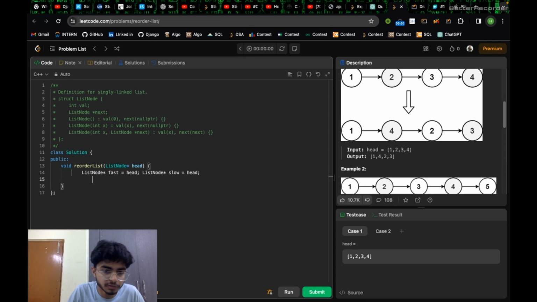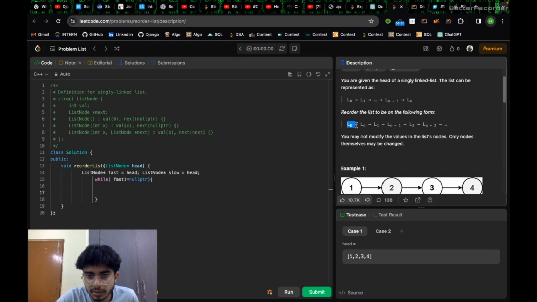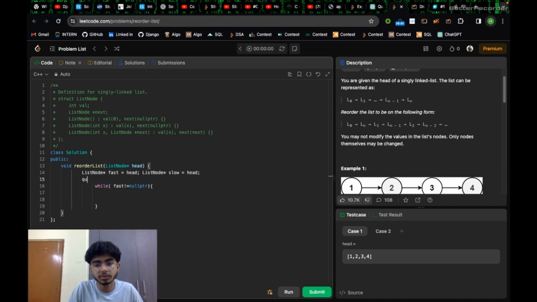Definitely the first one to reach the null pointer would be the fast one, because we would be incrementing it by 2, and the slow one by 1. So let's put the condition that fast should not be equal to the null pointer. As we can see the pattern, it involves incrementing from the first index. So we need to put the 0th index, then the first index, then the second index. So the data structure that involves first come first out would definitely be the choice. So we can use a queue here to store the values from the starting.